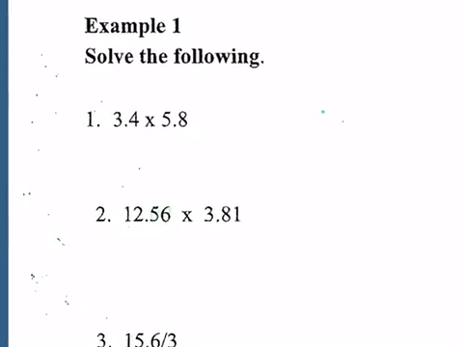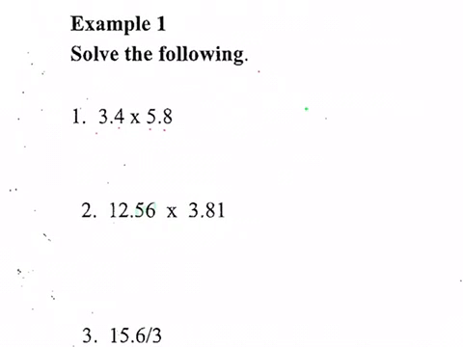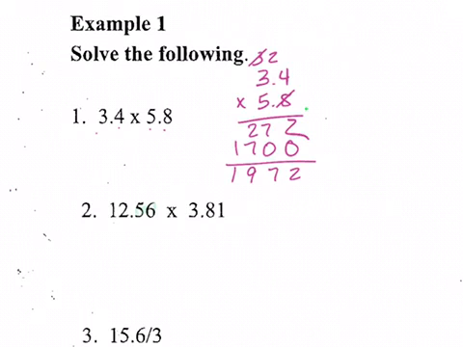So example 1, solve the following. 3.4 times 5.8. So to set this up, since they both have the same number of digits, set it up like normal. It doesn't really matter which one goes on top because they have the same. And then multiply across. Okay, is this what you guys are getting? 1972? Yes.